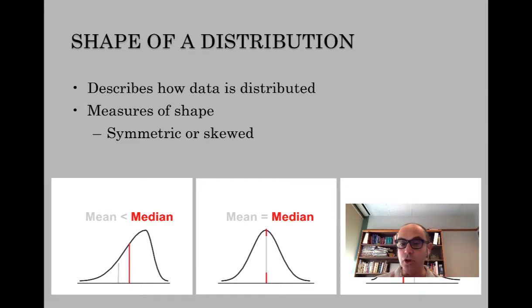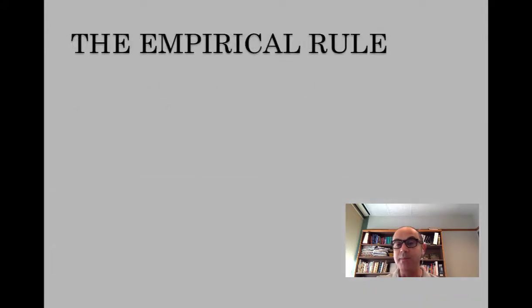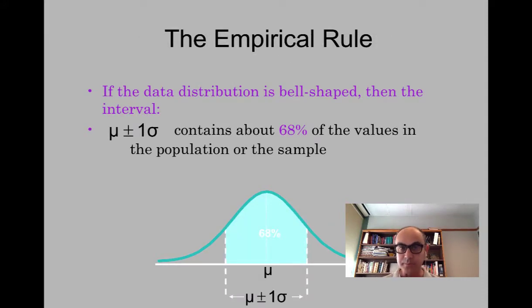Shape of the distribution is another part that we need to talk about, and it describes how the data is distributed. So we are talking about the measurement of the shape. Is it symmetric, or is it skewed to the left or the right? In this case, we are trying to figure out what the median is, what the mean is, and whether the median and the mean are equal or one is bigger than the other.